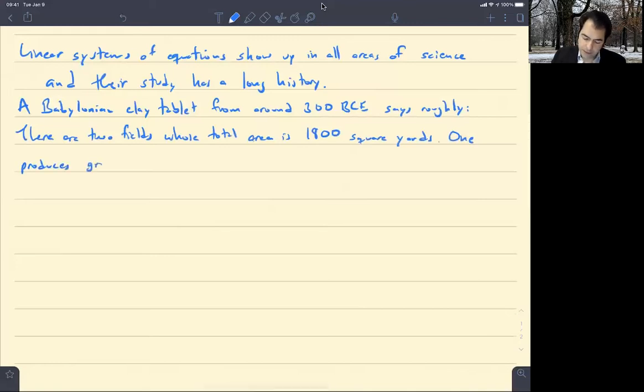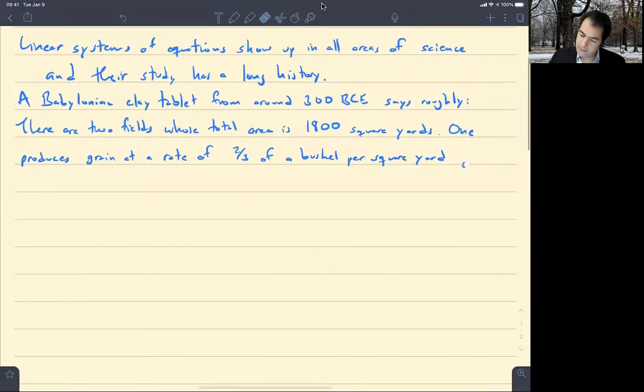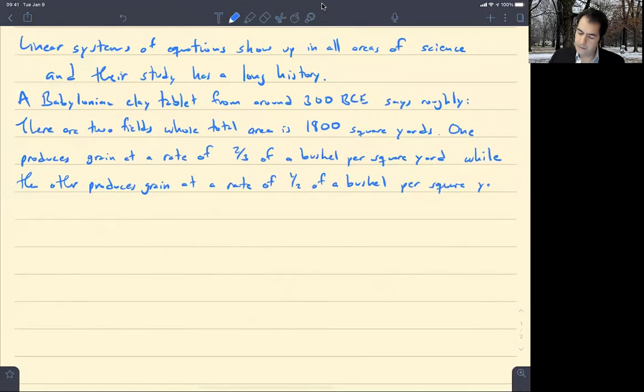One produces grain at a rate of 2/3 of a bushel per square yard, while the other produces grain at a rate of 1/2 of a bushel per square yard. If the total yield is 1100 bushels, what is the size of each field?